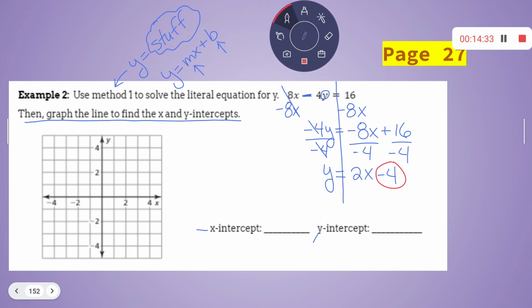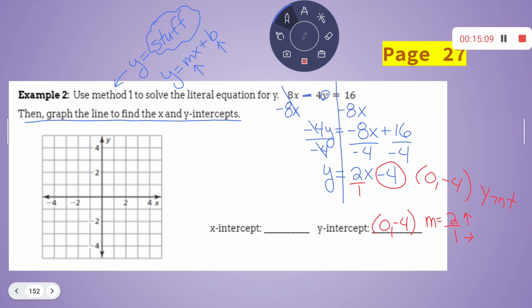This is my y-intercept. So the first point I'm going to graph is 0, negative 4. Hey, that's the y-intercept. So I already know my y-intercept. It's 0, negative 4. My slope is 2. If you're missing a run, add a 1. So my slope is 2 over 1. So I'm going to rise 2 and run 1. Now when we graph it, we should then be able to find our x-intercept.